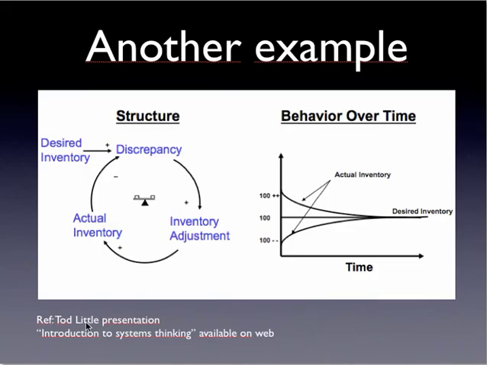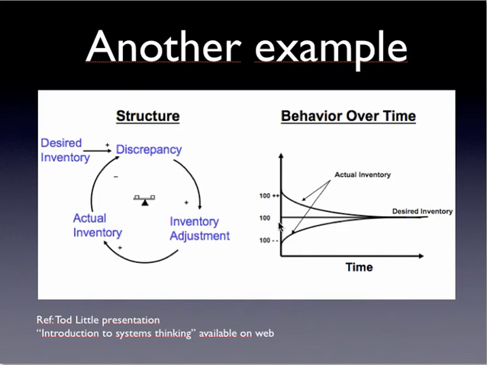Another example, from Todd Little's presentation, is about inventories. The same dynamic: you have a desired inventory and an actual inventory. More discrepancy, more inventory adjustment, and the discrepancy is going to decrease over time. It works in both ways.